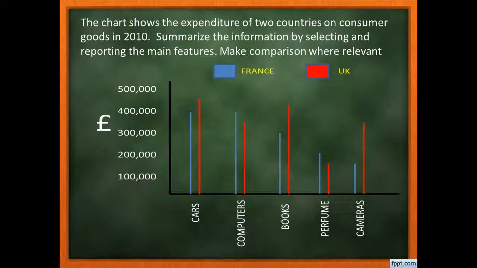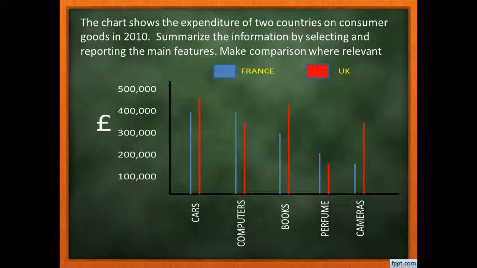And the second thing that you are going to mention is which of the variables is the highest and lowest consumer good. So to make it organized, we're going to look at both countries. Let's first start with France. What is the highest consumer good in France? It is cars. And what about the lowest? The lowest is cameras.